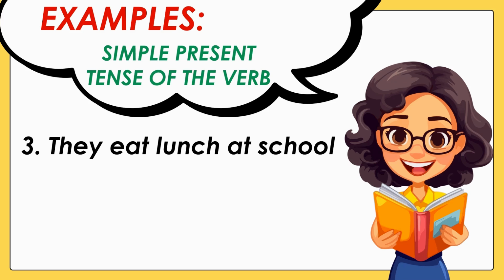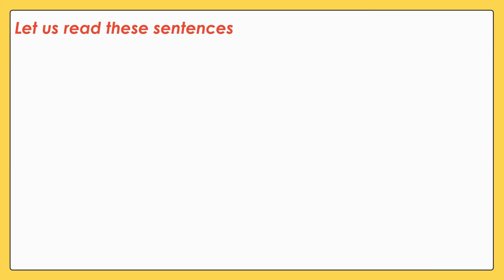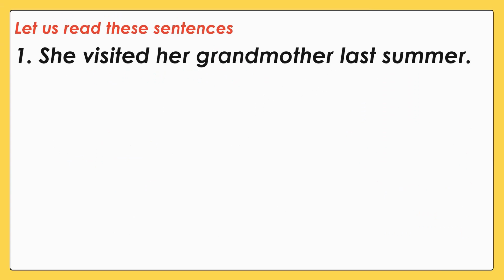Third, they eat lunch at school. They is the subject, eat is the action word. And this sentence explains that eating lunch is an activity they do at school. Let us read these sentences. Number 1, she visited her grandmother last week. The verb is visited.